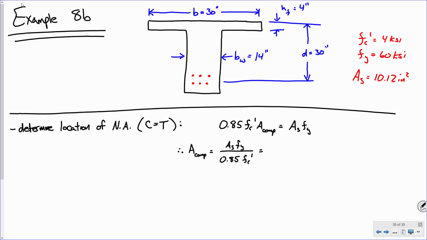So plug and chug, we've got 60 ksi. I'm doing it backwards, but maybe I'll be consistent. 10.12 inches squared times 60 ksi over 0.85 times 4 ksi. All right. Plug and chug, and that gives me what?